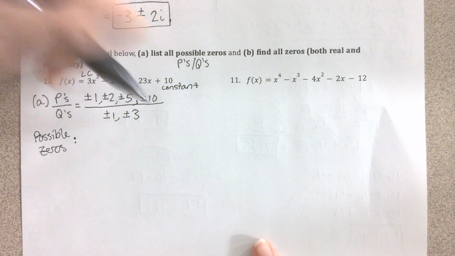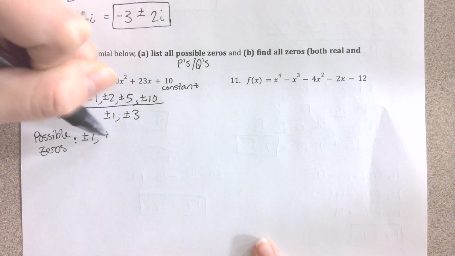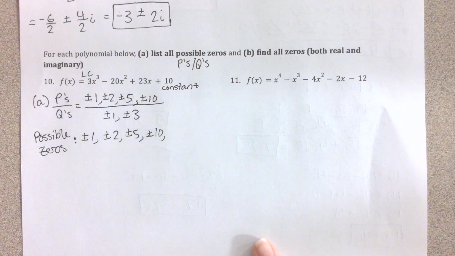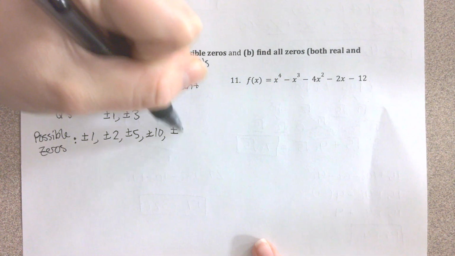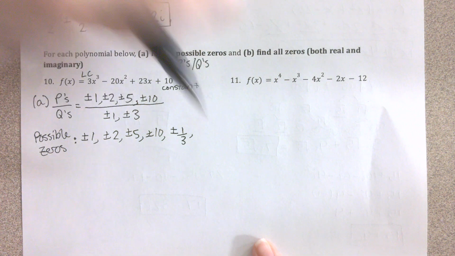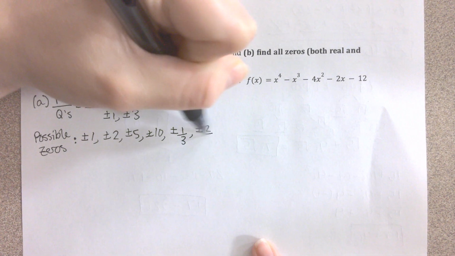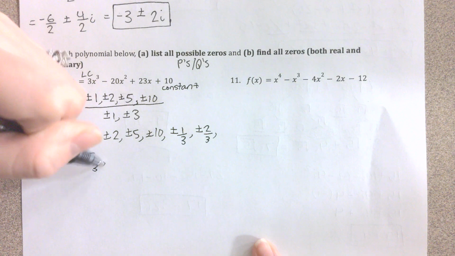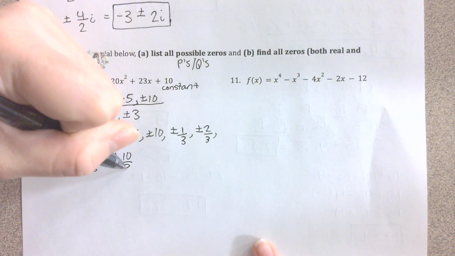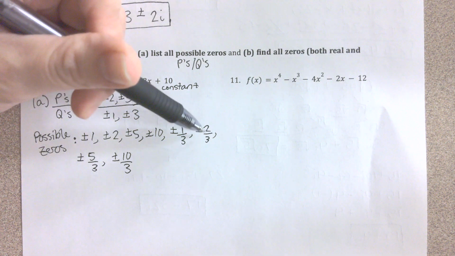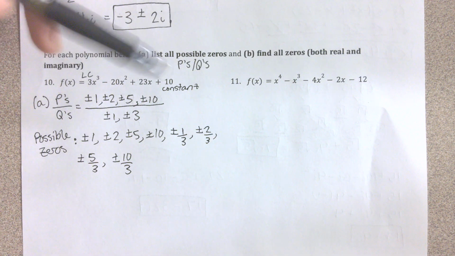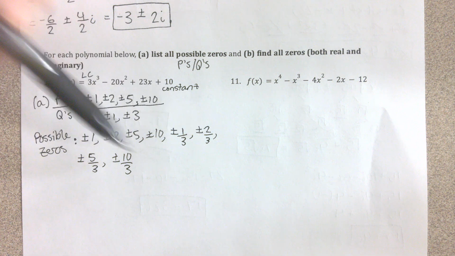Over 1, they're just whole numbers: plus or minus 1, plus or minus 2, plus or minus 5, plus or minus 10. And now I'm going to go back through with 3 as the denominator: plus or minus 1/3, plus or minus 2/3, plus or minus 5/3, and plus or minus 10/3. This is my list of possible zeros. So if the zeros appear on the graph, they are going to be in this list.